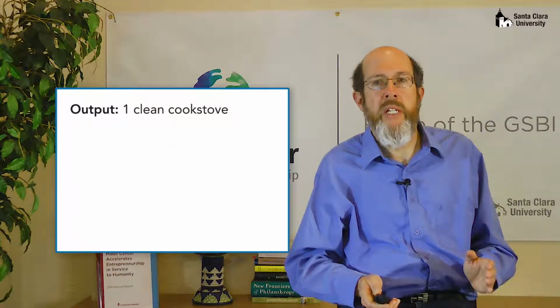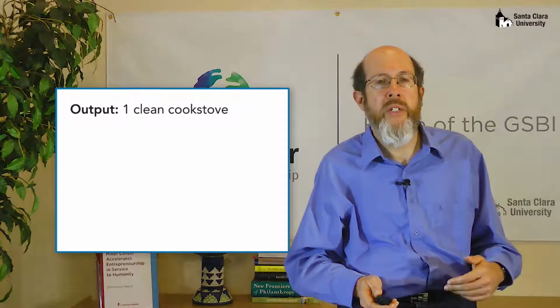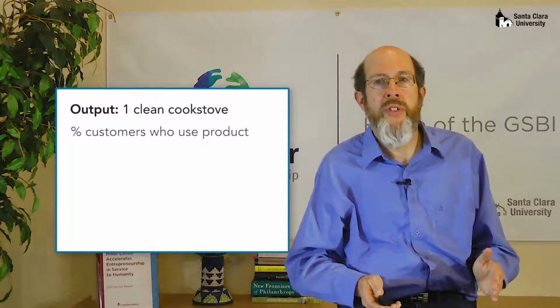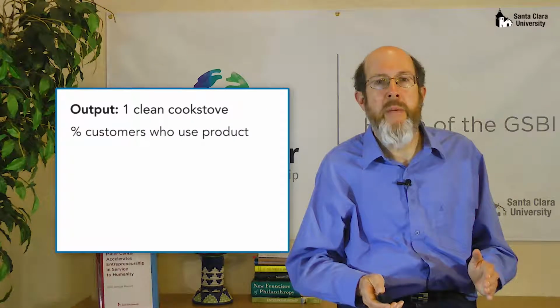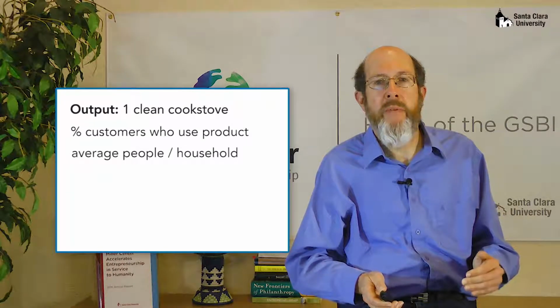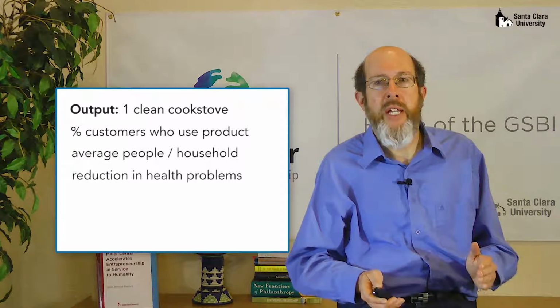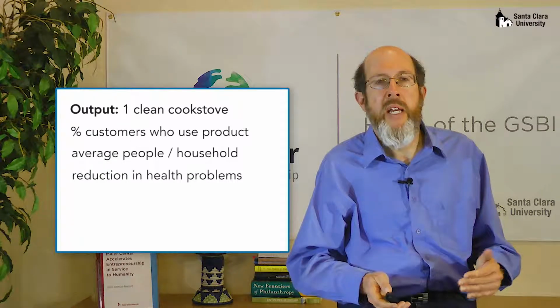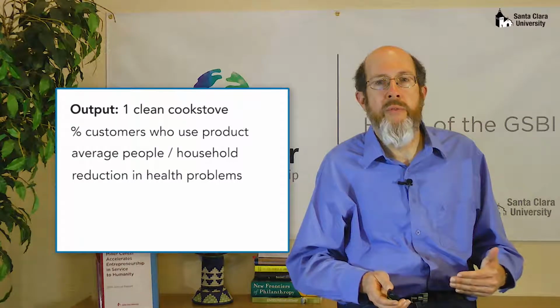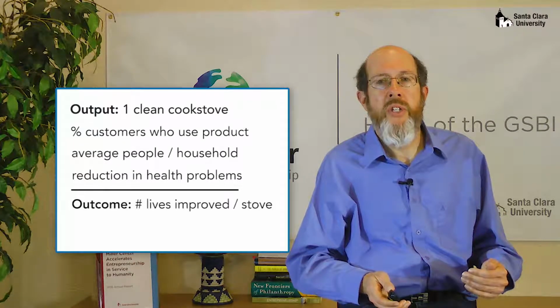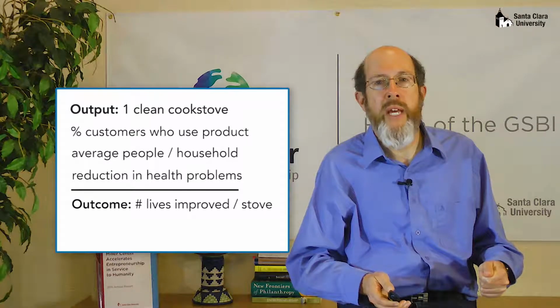So, for example, if you know that in your region, for every cook stove that is sold, a certain percentage of the people who buy them actually use them, and if you know the average number of people per household in your region, and the average reduction in health problems for each stove, then you can put all those together through some formulas and do some math to show that for every stove sold, how many people's lives are benefited.